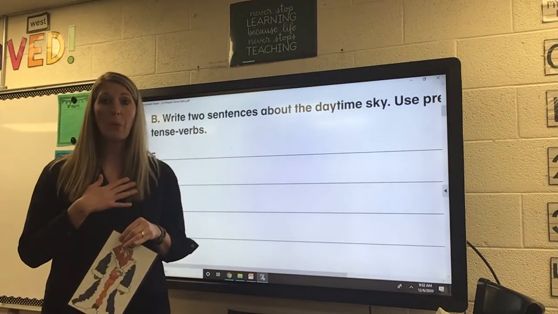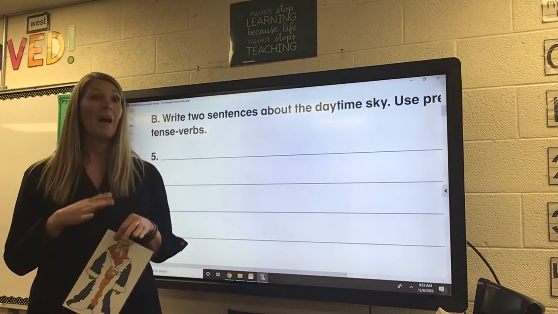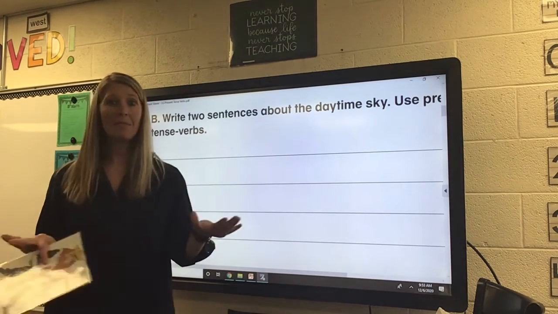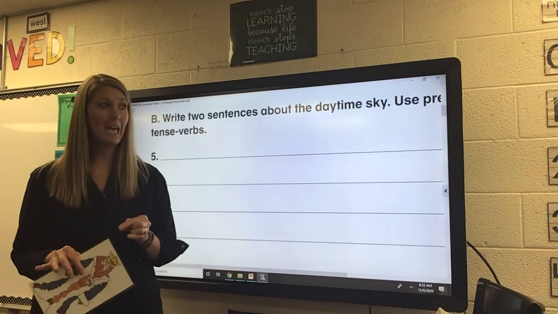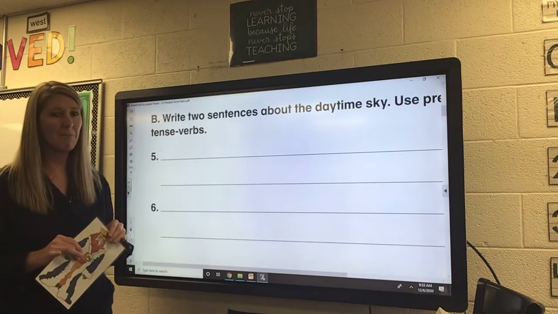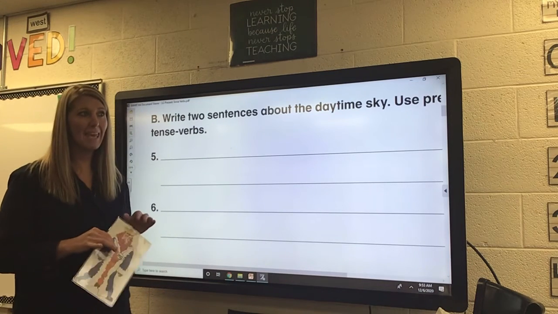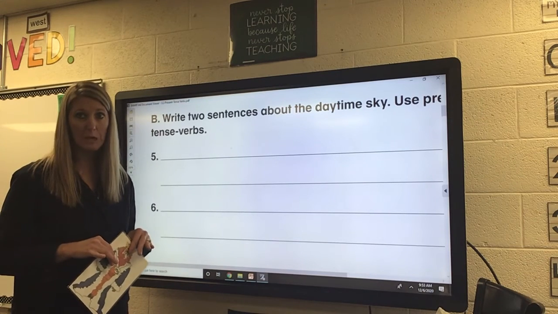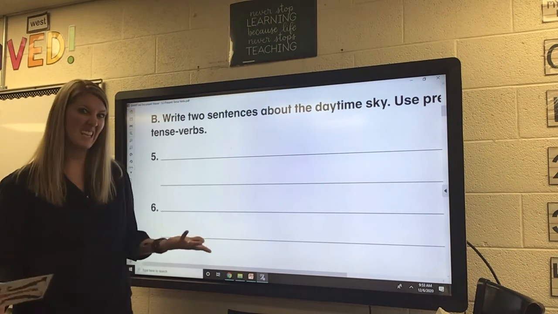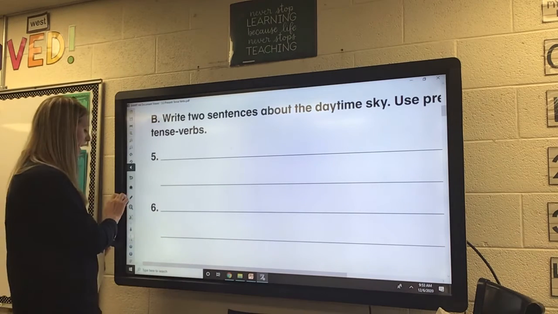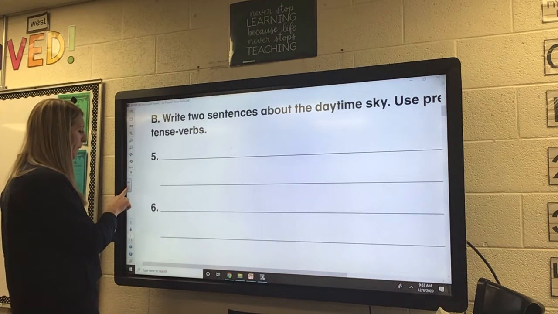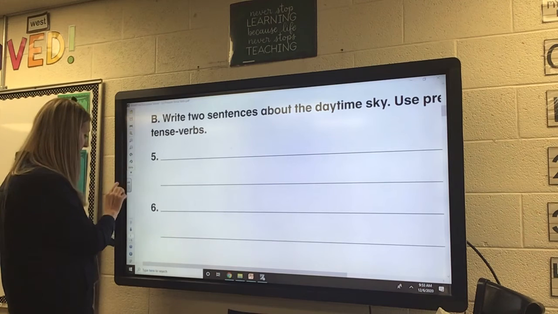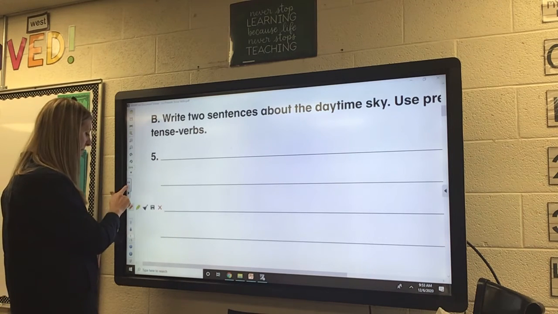So I will do one example of the daytime sky. So let's not think about the nighttime. Let's think about the daytime. So in the daytime, I'm going to say the sky looks bright because the sun is up. So Mrs. Murphy would write on the line the sky, and there's one sky. That's my noun. That's my subject.